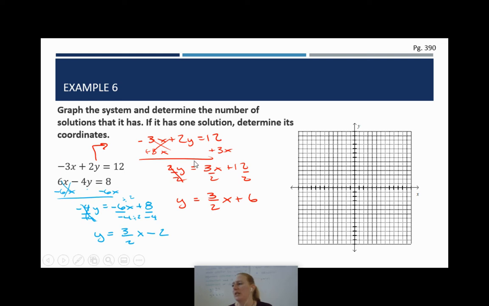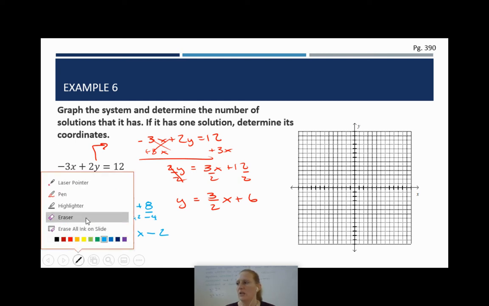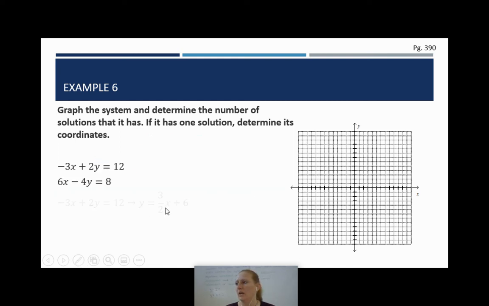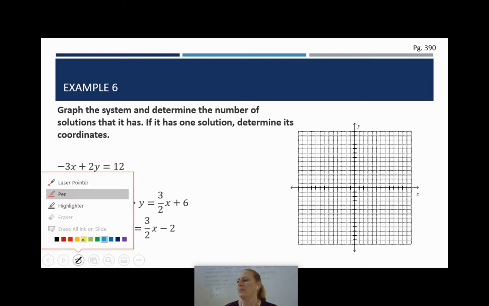And since my handwriting can be a little sketchy, I'm going to erase this and show you the pretty version. Are you ready? I'm going to erase this so you can see all the pretty version. Go away. So there we go. That's a lot easier. So let's go ahead and graph each of these.